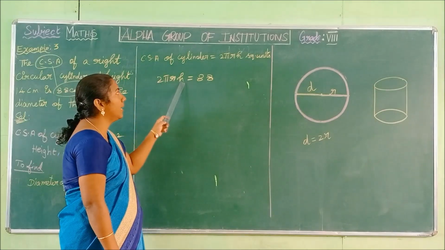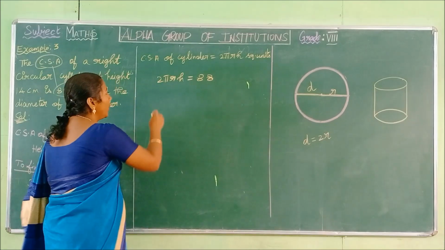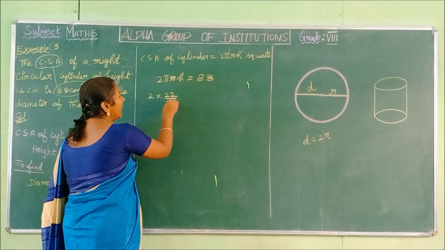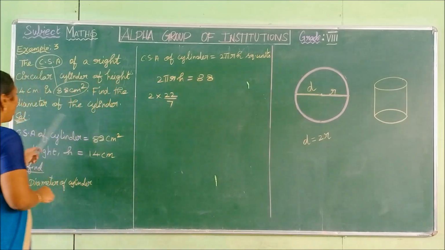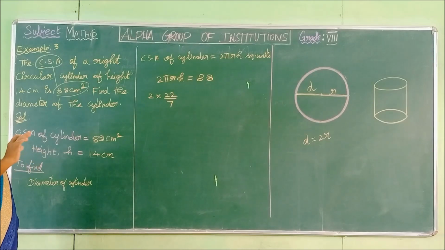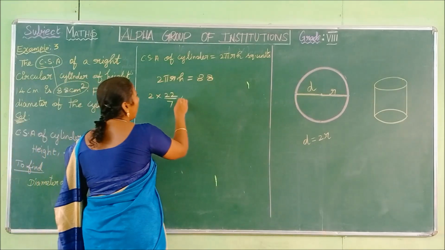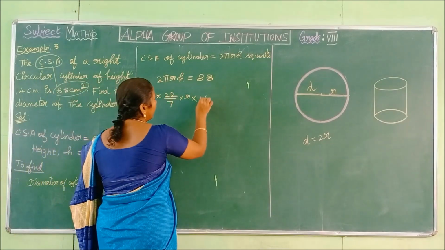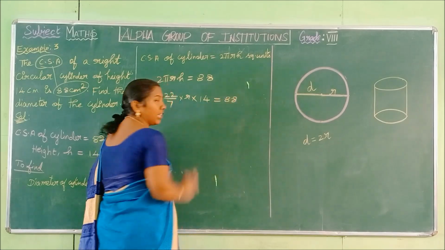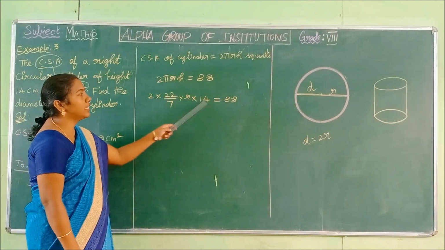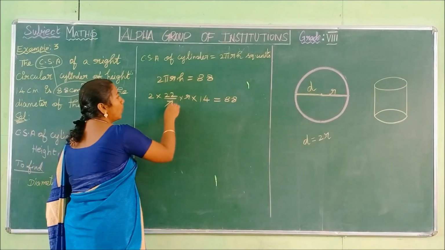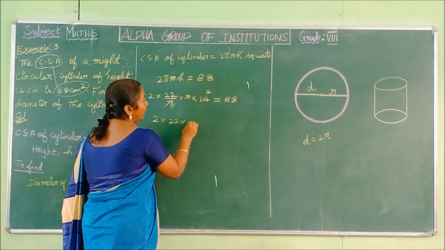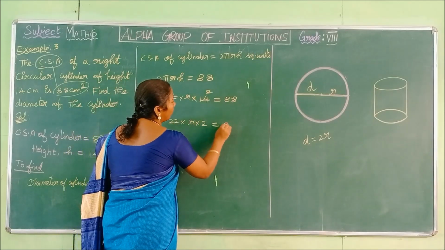So 2 pi r h equal to 88. Now we are going to substitute the value of pi. What is the value of pi? 22 by 7. What is the value of r in the question? They did not give the value of r. So write the r as this. What is the value of h? 14 centimeter. So write here 14, which is equal to 88. Do you understand? Now we are going to cancel this 14 by 7. So 1 times, 2 times. So what are the remaining values? 2 into 22 into r into 2 equal to 88.